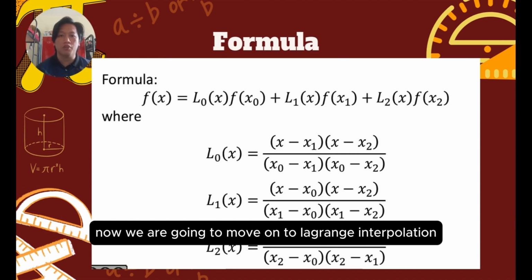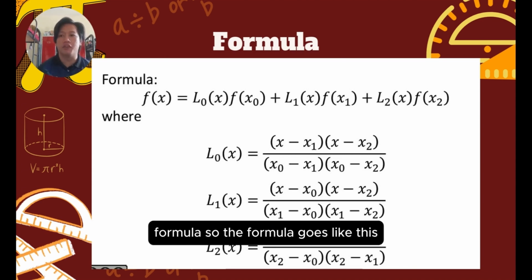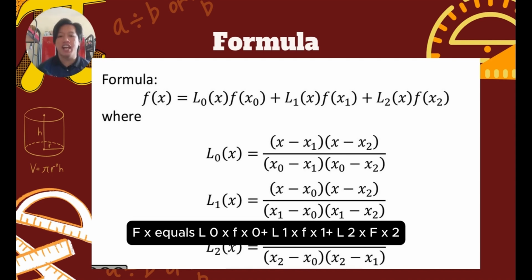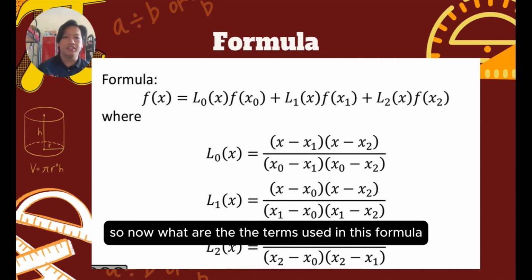Now we're going to move on to the Lagrange interpolation formula. So the formula goes like this. f(x) equals L0(x) f(x0) plus L1(x) f(x1) plus L2(x) f(x2). Now what are the terms used in this formula?